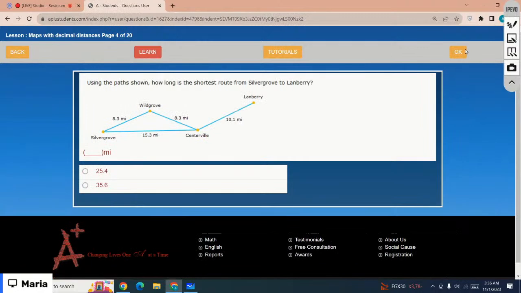Okay, the next one is using the path shown. How long is the shortest route from Silver Grove to Landberry? Okay, you have to see which is the shortest one, right? 25.4 is the shortest route. The correct option is 25.4.